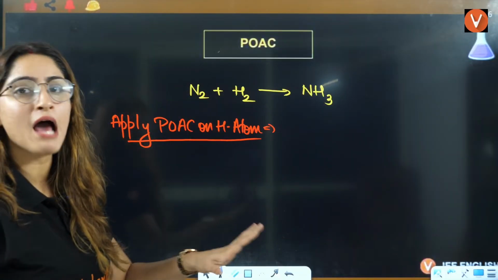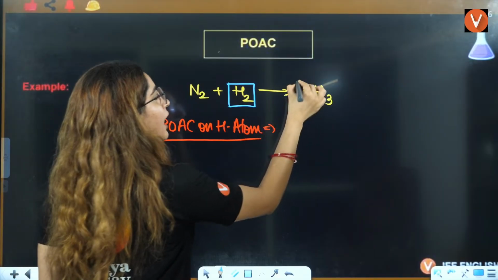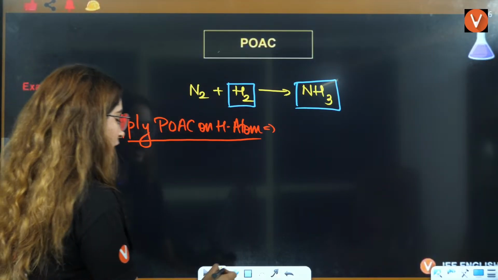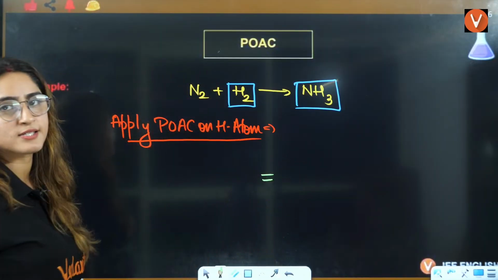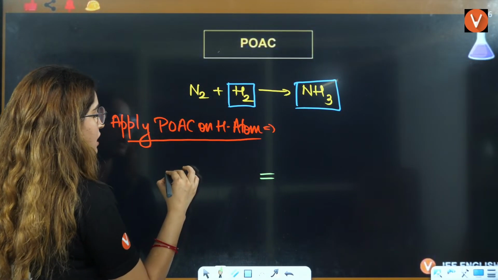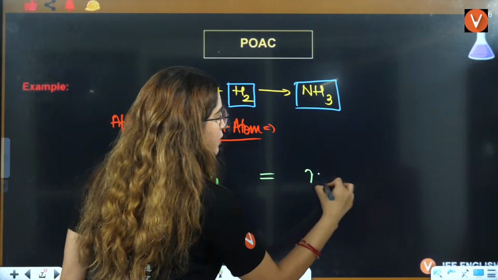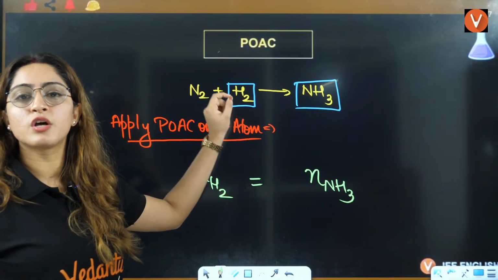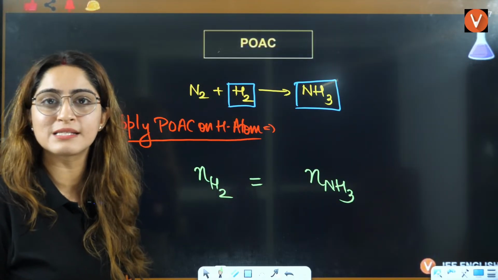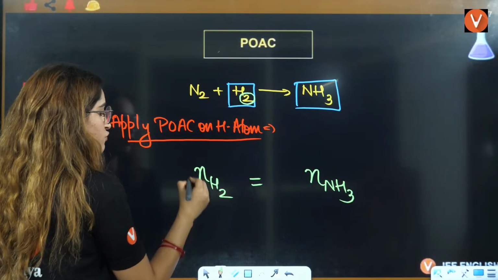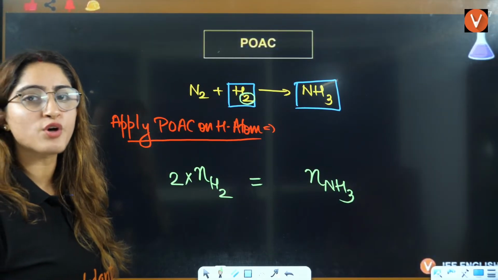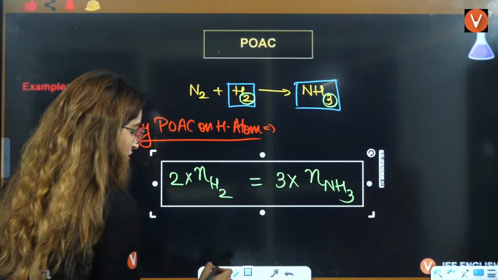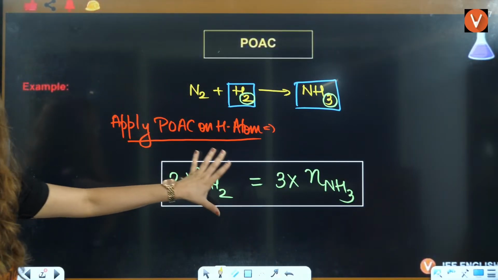Now, if I have to apply this on hydrogen, hydrogen is present here and hydrogen is present here. So, firstly, I have to tick mark wherever hydrogen is present. Now, I will equate left side equals to right side. On the left side, I have number of moles of H2. Here I have number of moles of NH3. Now, tell me which digit I will multiply with the moles of H2. Here you have 2, so it will be multiplied by 2. In hydrogen, you have 2 atoms of hydrogen. Here you have 3 atoms of hydrogen. So, this will be multiplied by 3 and that will become your result. If you equate it, this is your result from POAC.